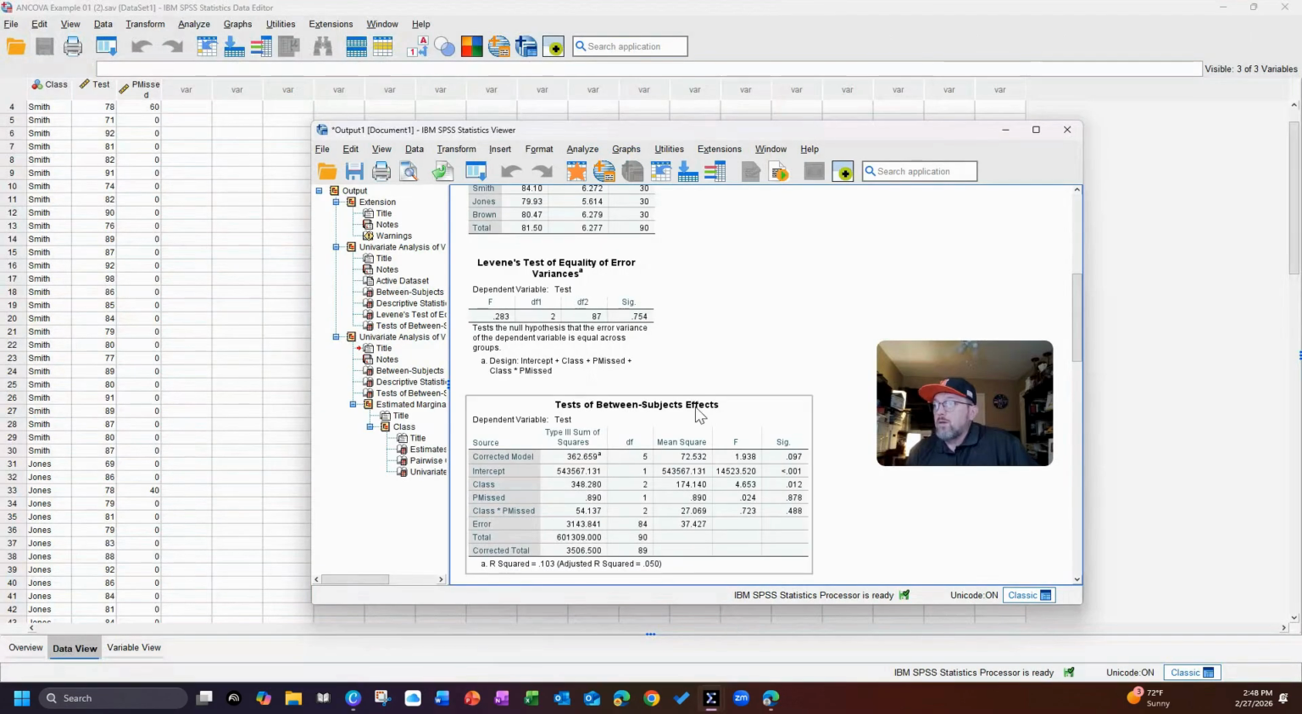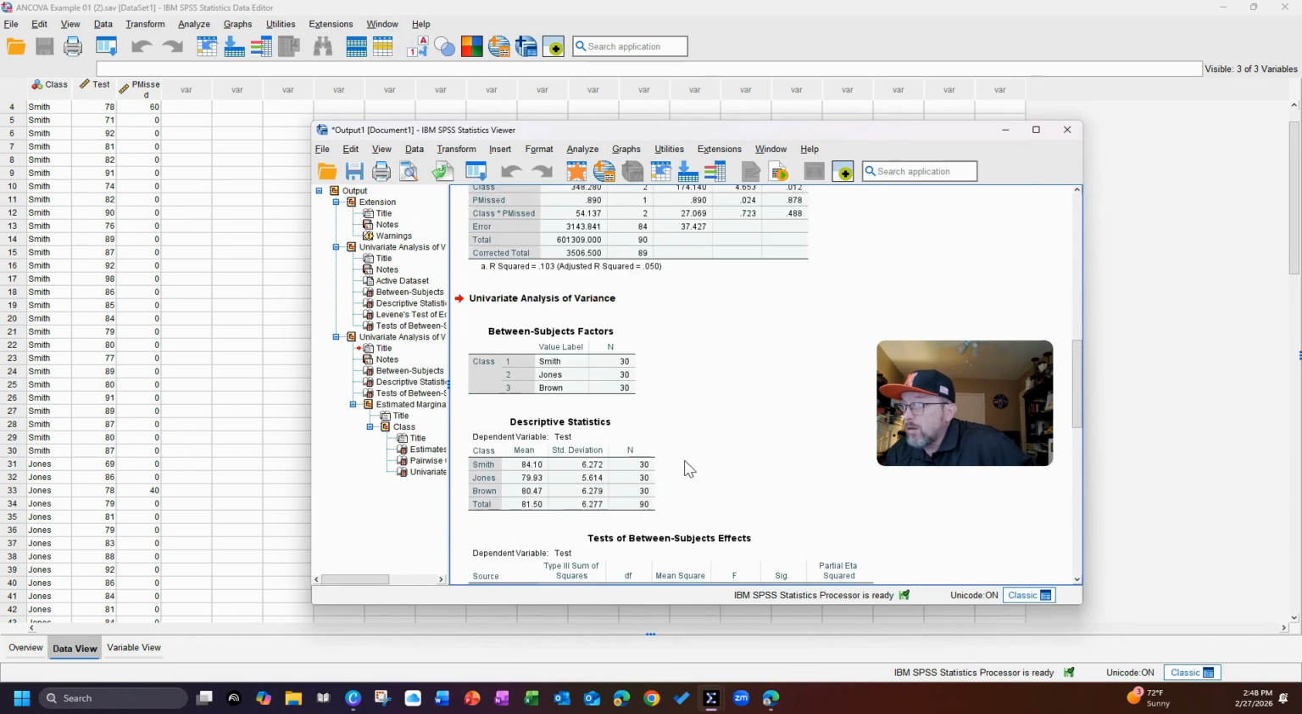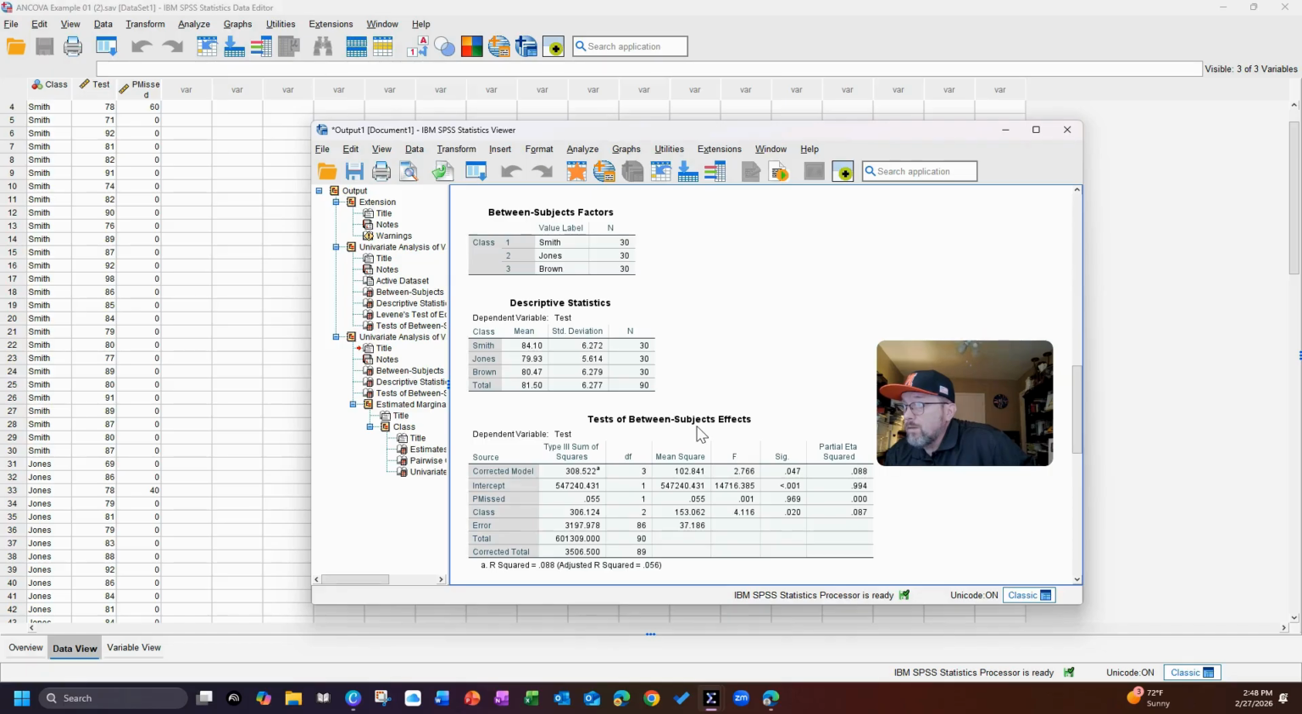All right, so here in my data output, here's my descriptive statistics right here. Smith had a mean of 84.10, and that's the highest raw average, while Jones's class is the lowest at 79.93, and Brown's class sits kind of in the middle with 80.47.